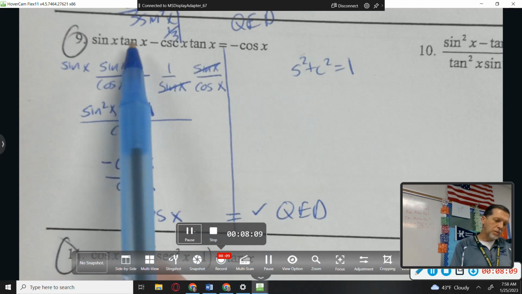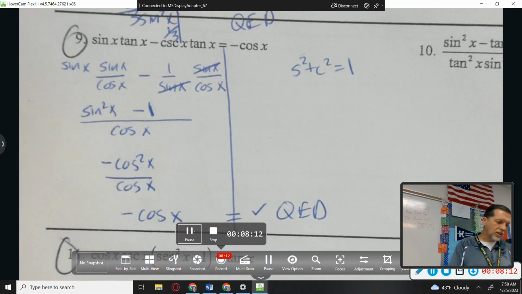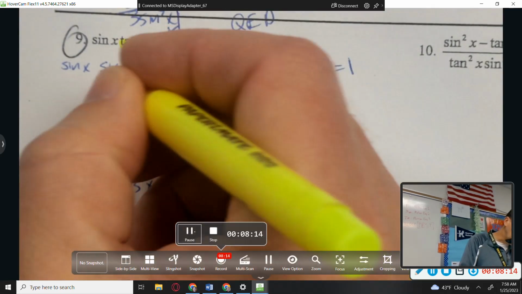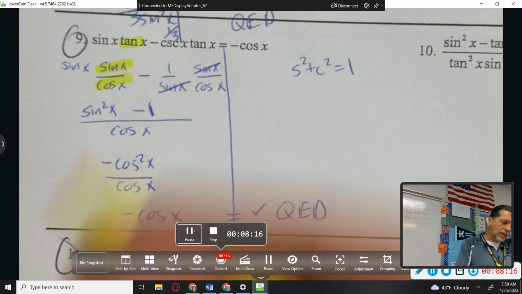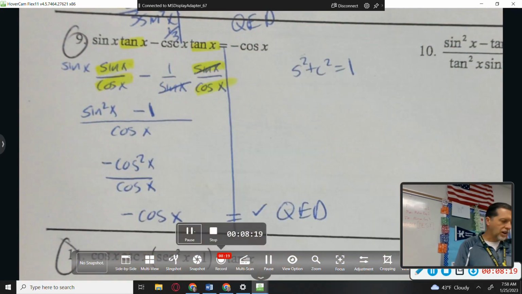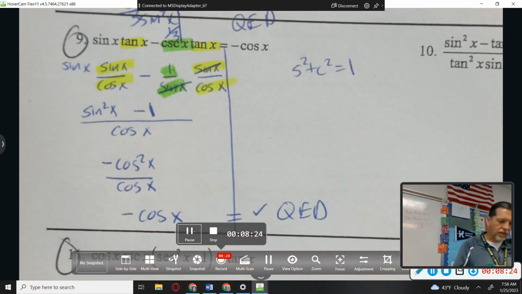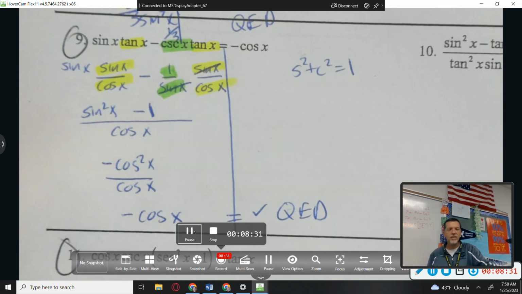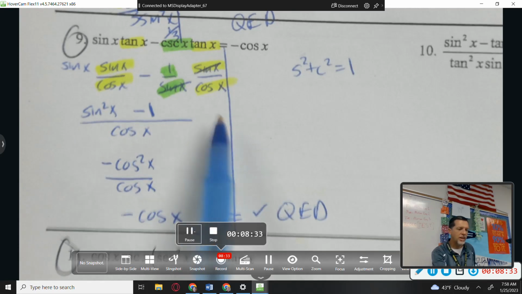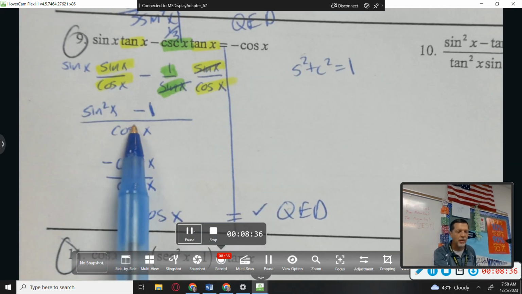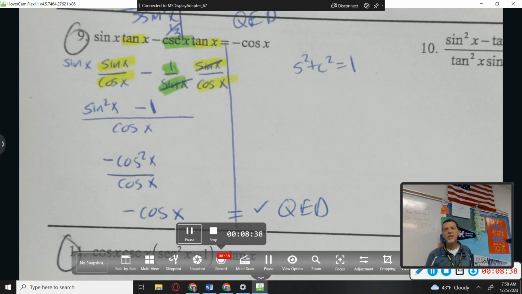Well, let me stop there. So I replaced tangent with sine over cosine. And then over here I replaced tangent with sine over cosine. I replaced cosecant with 1 over sine. So I've got to know all the rules. Once that happened, things started to fall into place because sines canceled. Then I had a common denominator, so I was able to add the tops or subtract the tops. But you got to know all the rules so that you recognize when things are happening.